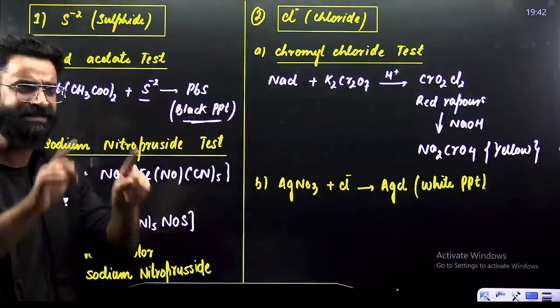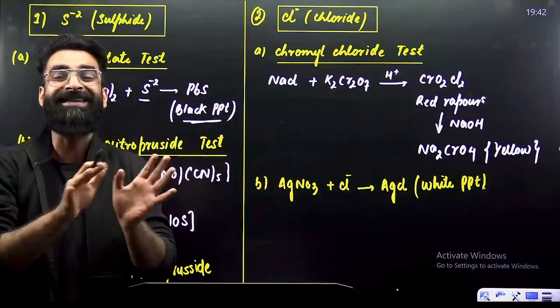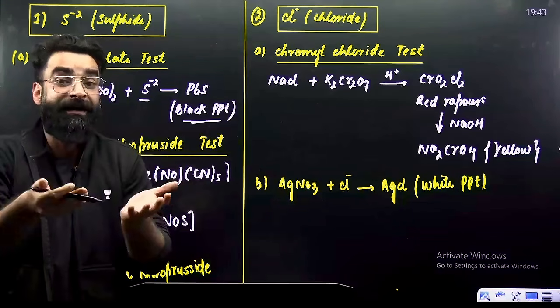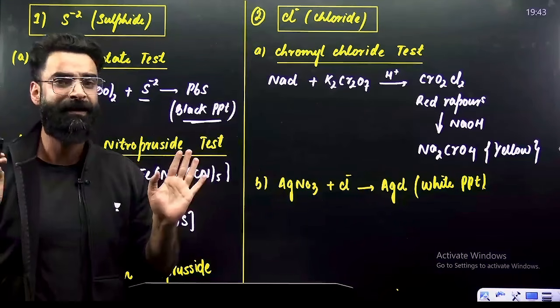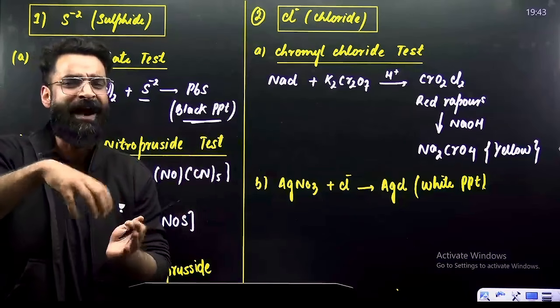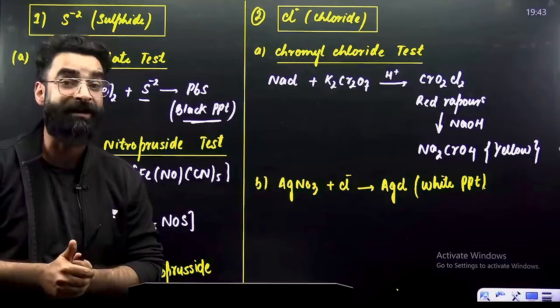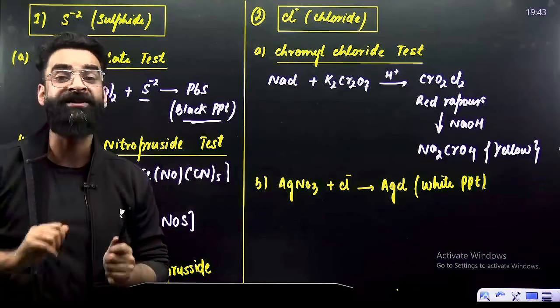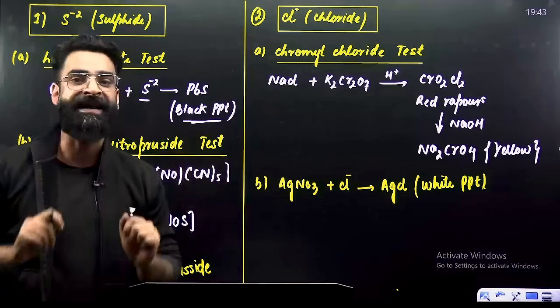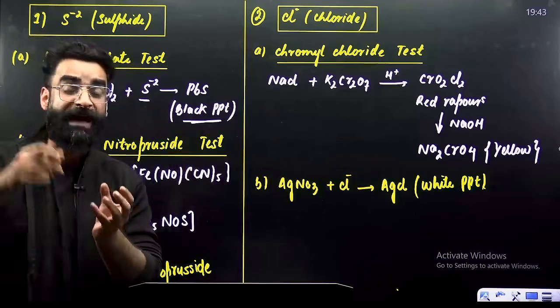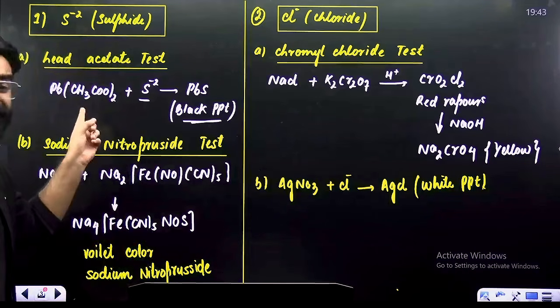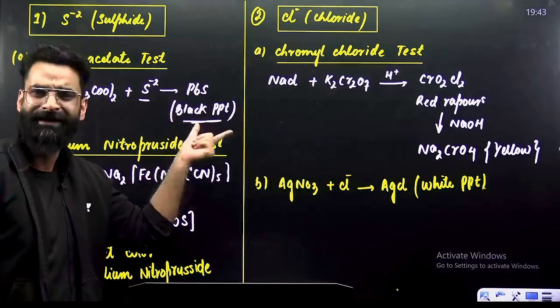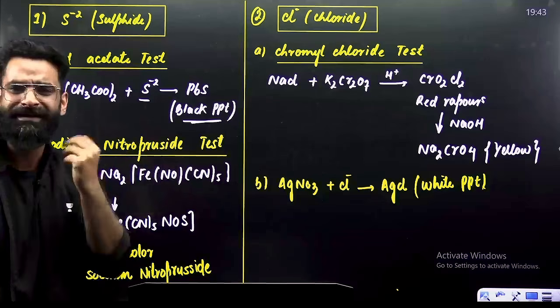So basically, for example, you have got a container that's full of S2- ions, but you have no idea there are S2- ions in the container. You know there are some ions in the container and you want to check which ions those are. Now, if they were S2- ions, then when you introduce lead acetate into that, you'll be getting a black PPT. That's how you detect S2- ions in the solution.